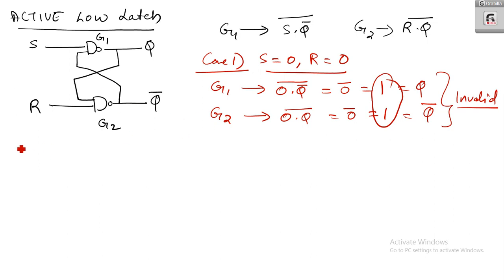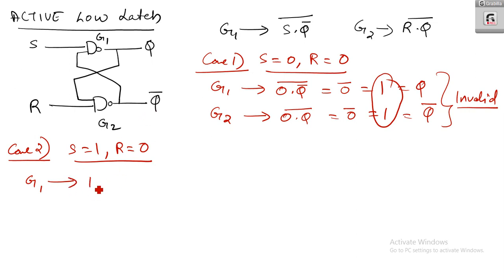Now coming to the second case, case 2. Case 2 is when S is equal to 1 and R is equal to 0. That is the second case. When S is equal to 1 and R is equal to 0, what happens? What is the output of gate 1?